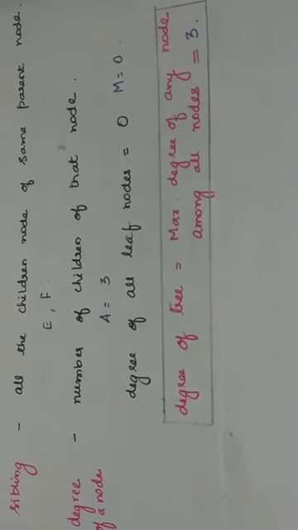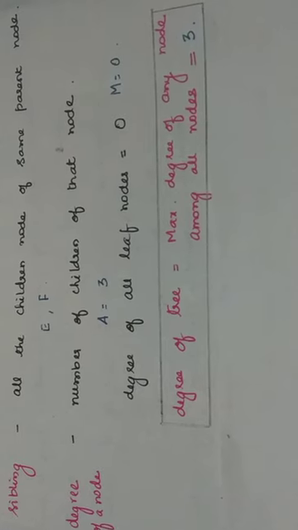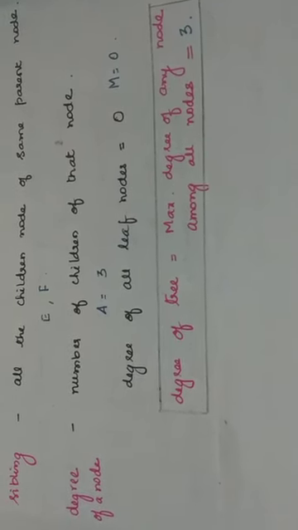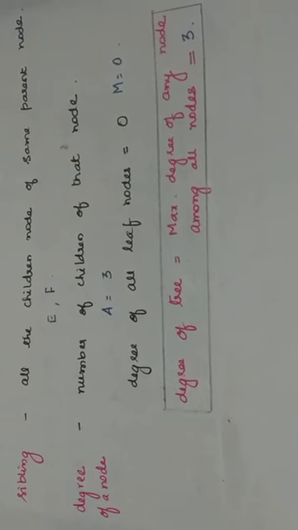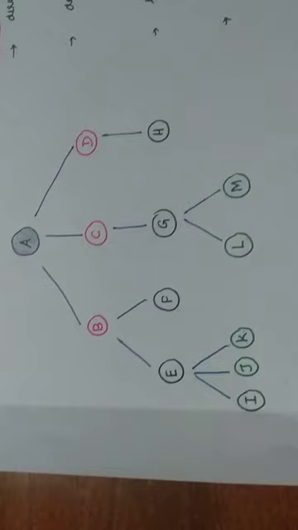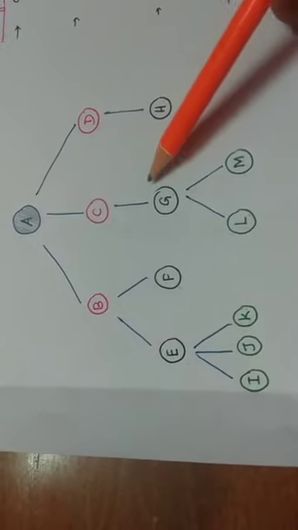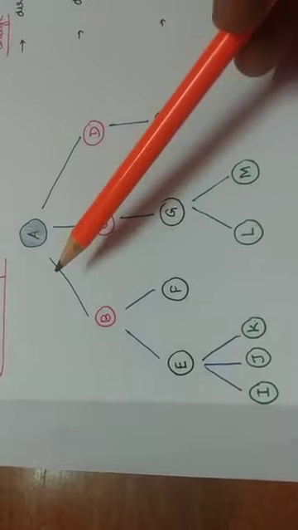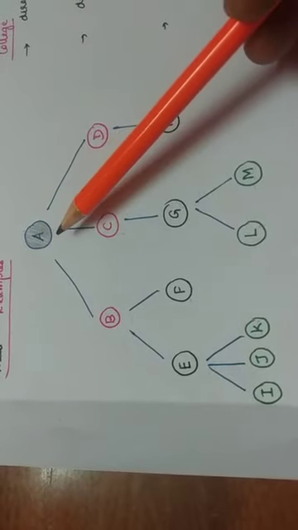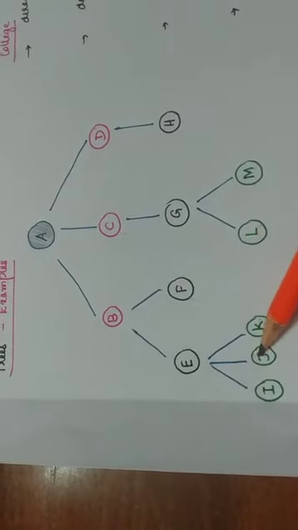By default, the degree of all leaf nodes will be 0 because it doesn't have a child. So the degree of a tree is termed as the maximum degree of any node among all the nodes. Suppose I wanted to find out what is the degree of this particular tree. So I have to find out the degree of each node.